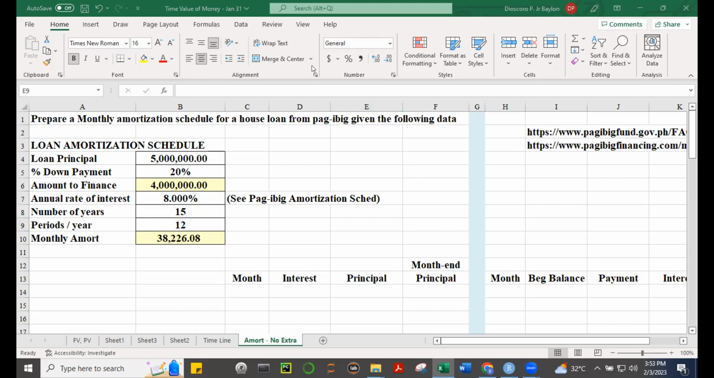Okay, yes. Carlos, yes. Rhea, yes. All right. How about the others? Were you able to get 38226, the monthly amortization? If you want to loan, the amount to be financed is 4 million. You won't be able to get a loan equivalent to the value of the house. You have to have an equity.